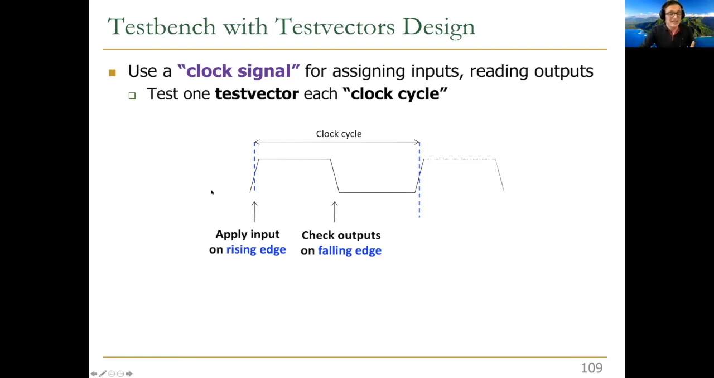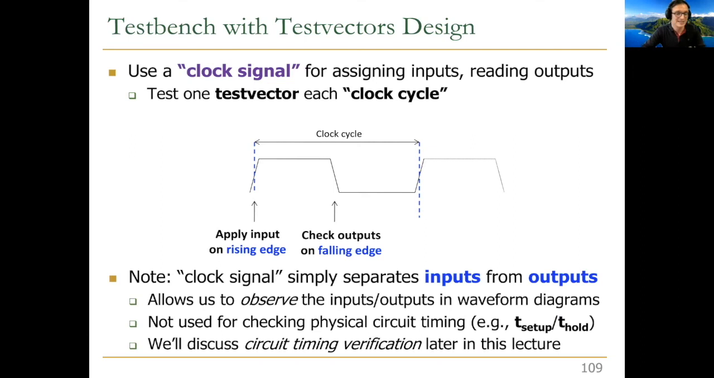At the rising edge of the clock, we apply the input. At the falling edge of the clock, we check the outputs because we're doing functional simulation, right? And then at the rising edge of the clock, we apply the next test vector. And at the falling edge of the clock, we check the output of the circuit and see whether it matches the golden output. That's the idea. So the goal of this clock signal is to simply separate inputs from outputs. It allows us to observe the inputs and outputs in waveform diagrams.